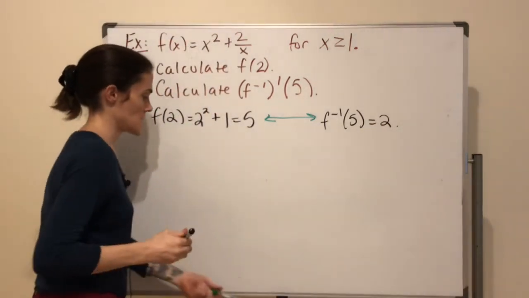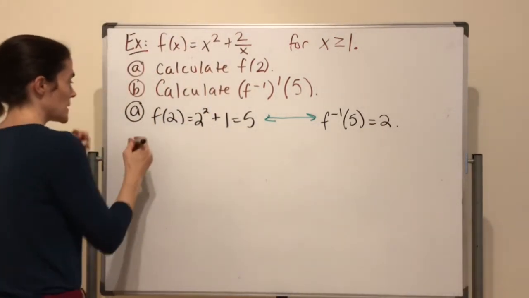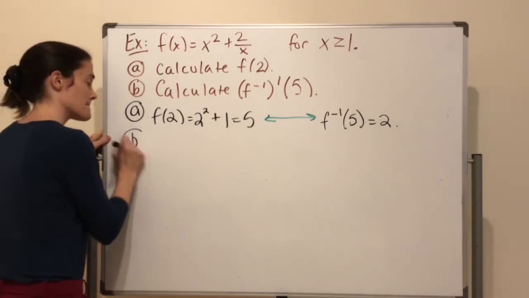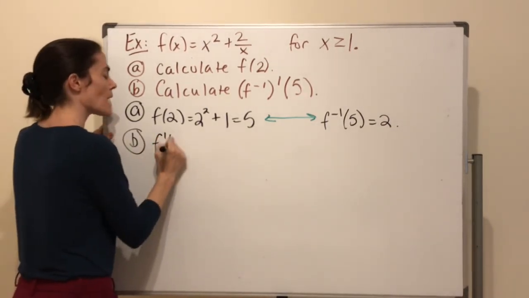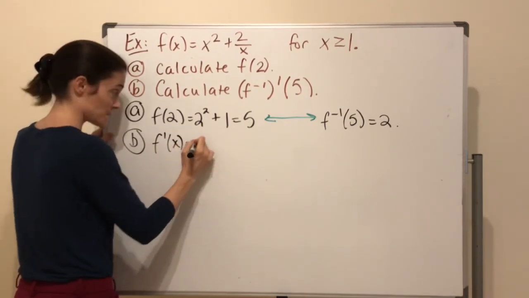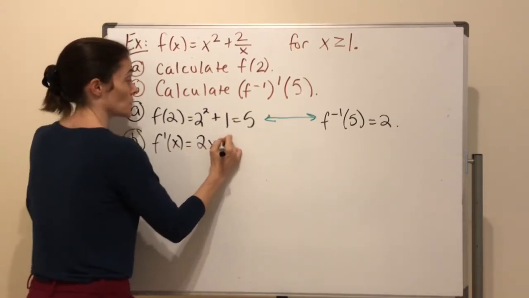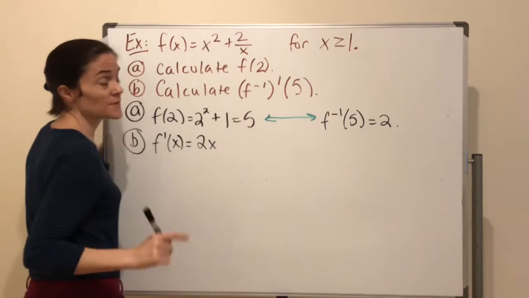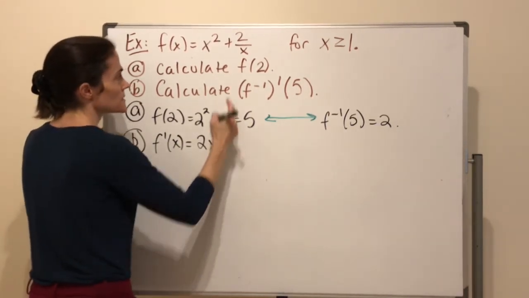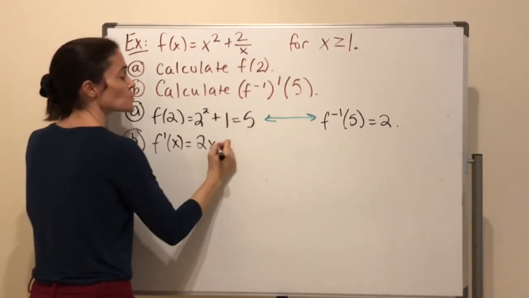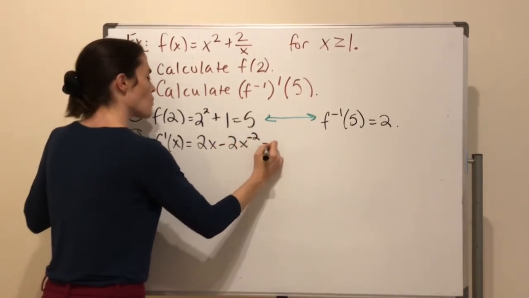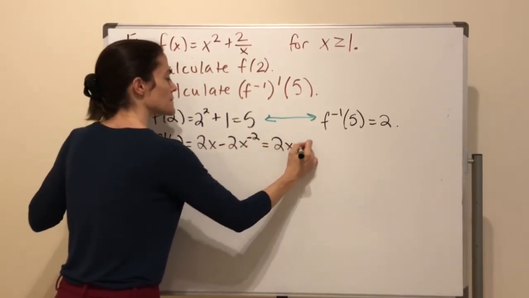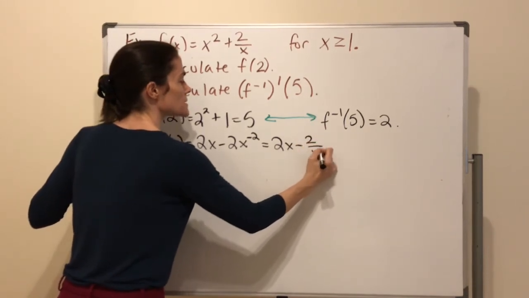Okay. Now part B. And again, I start by calculating the derivative because I know I will be using the inverse function theorem. So here, when I differentiate 2 over x, this is really 2x to the minus 1, which will be minus 2x to the minus 2, or the derivative is 2x minus 2 over x squared.